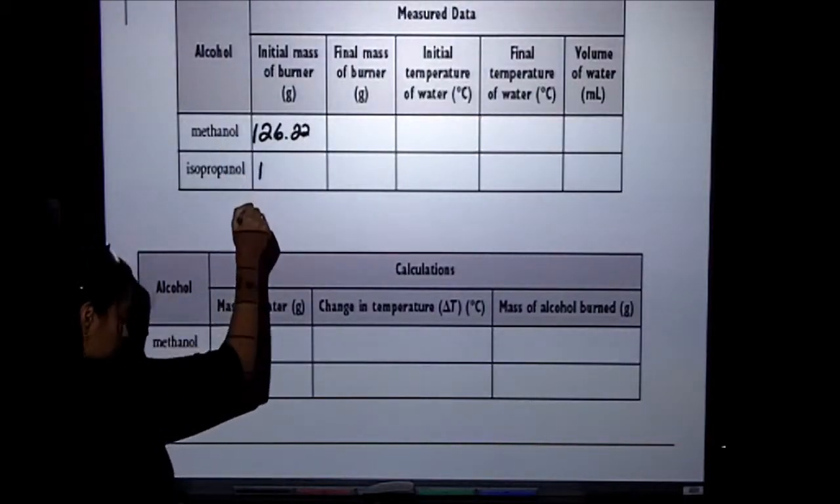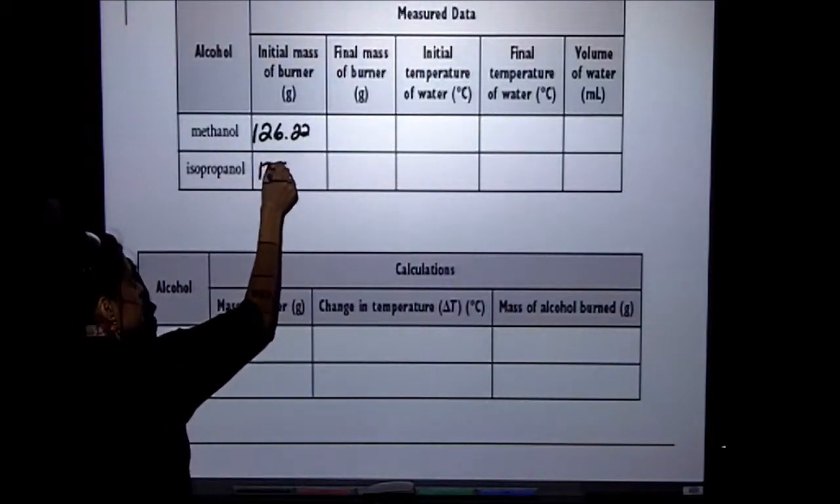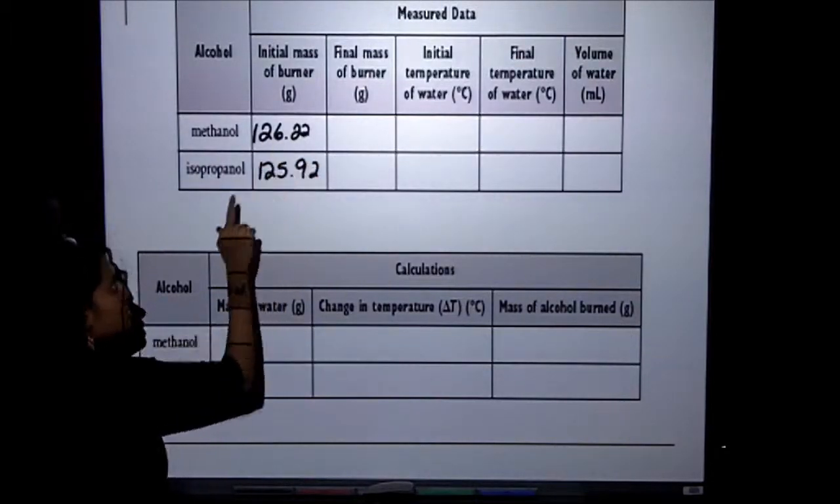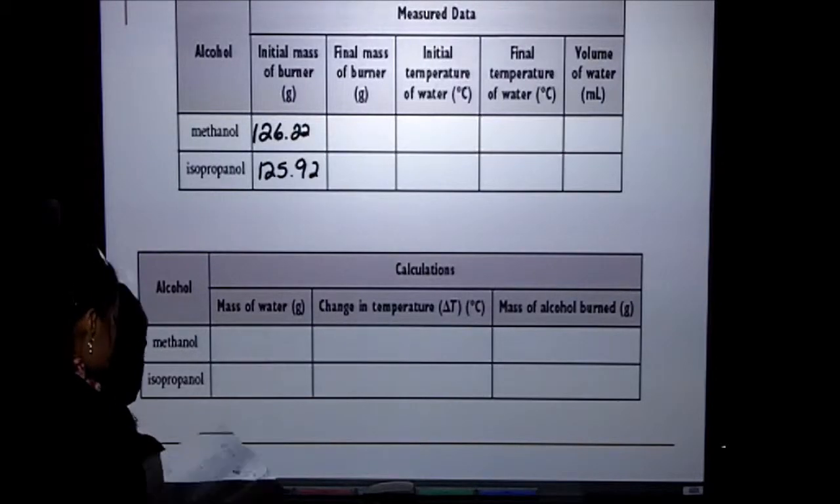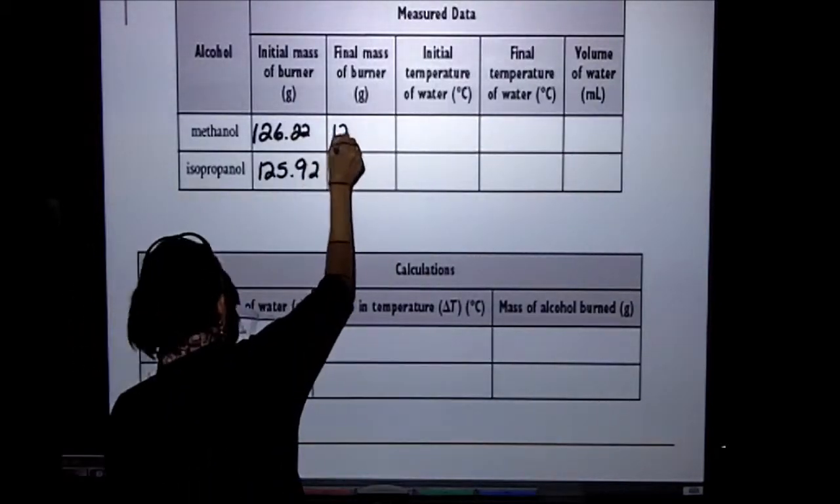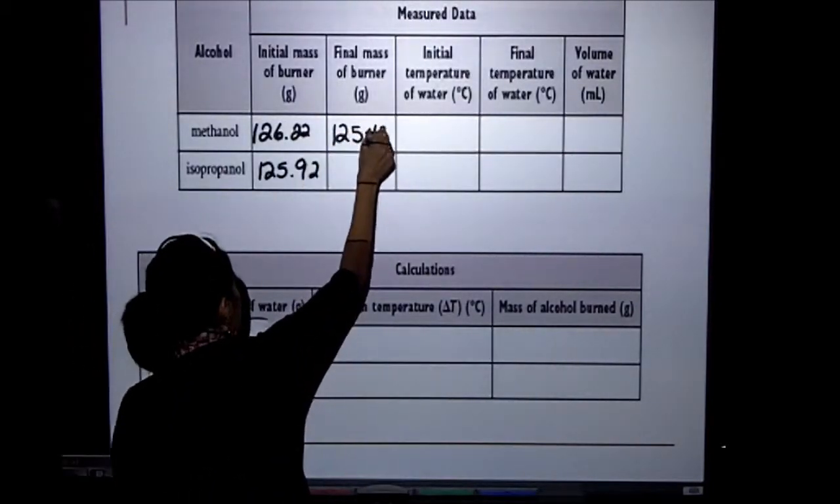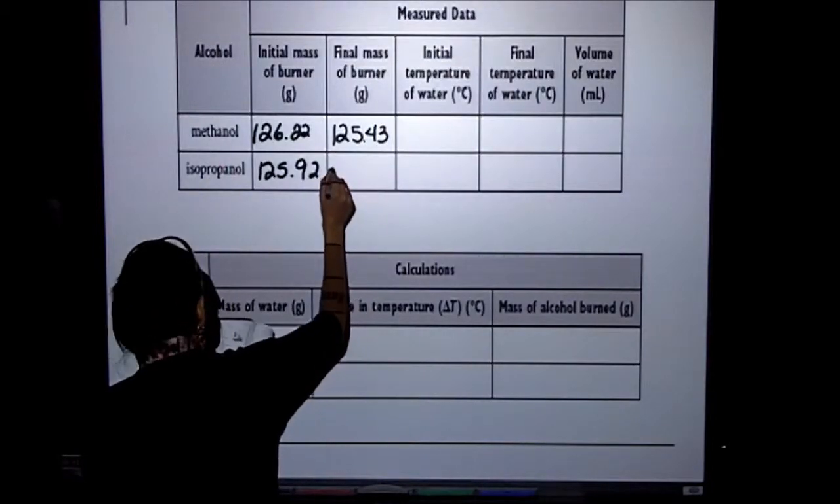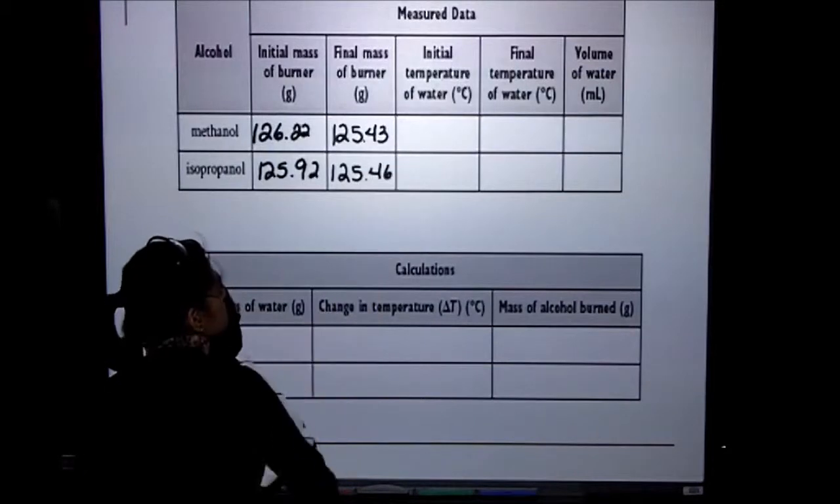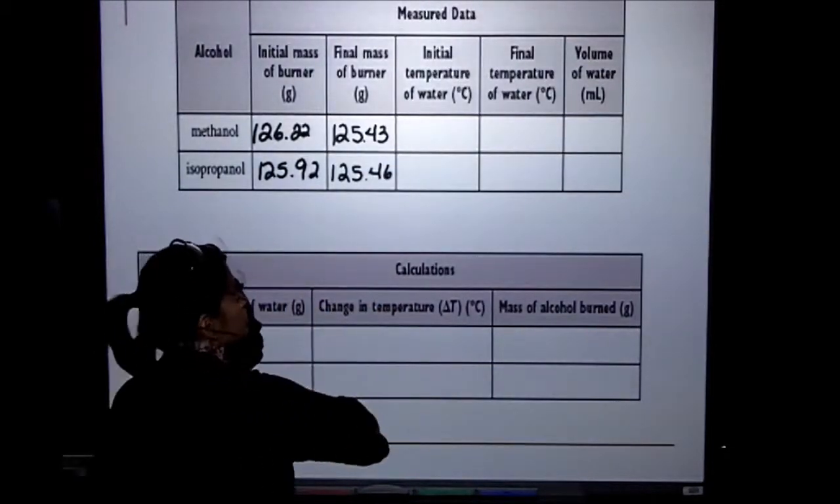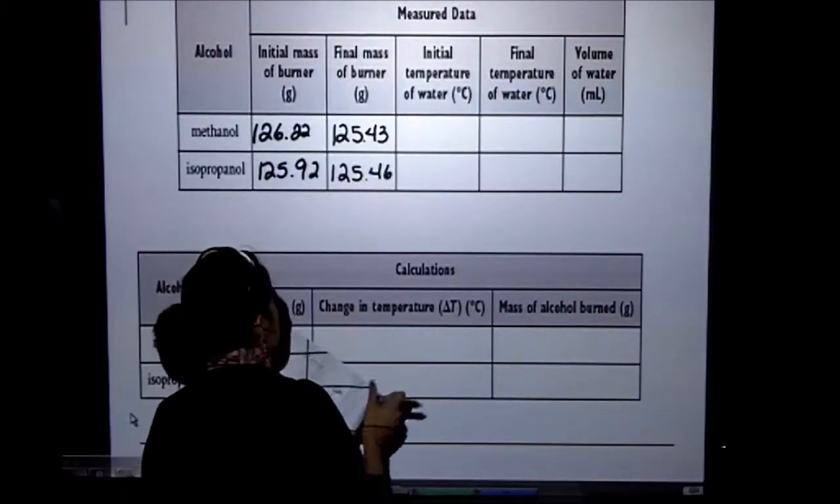Another one for isopropanol could be 125.92. Again, yours will be different. You also wanted to take the final mass of the burner in grams for both of them. So it's been 125.43 grams. And this one for isopropanol could have been 125.46 grams.